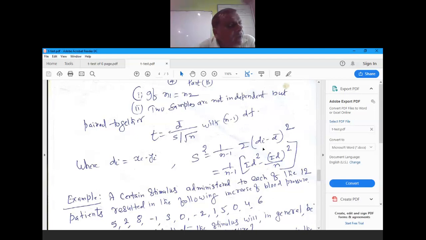So you have to remember the formula of the t-test, that is t is equal to d bar divided by s upon root n with n minus 1 degrees of freedom, where di is equal to xi minus yi. So you have written this formula.